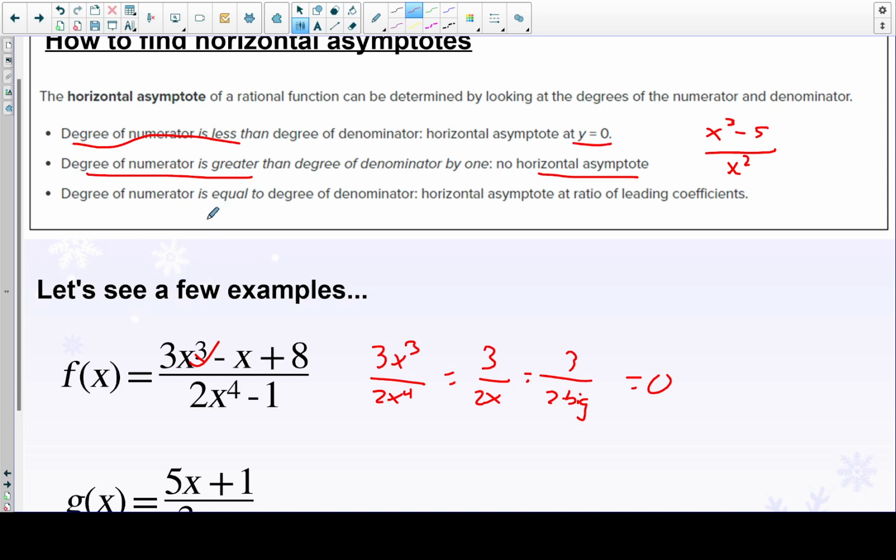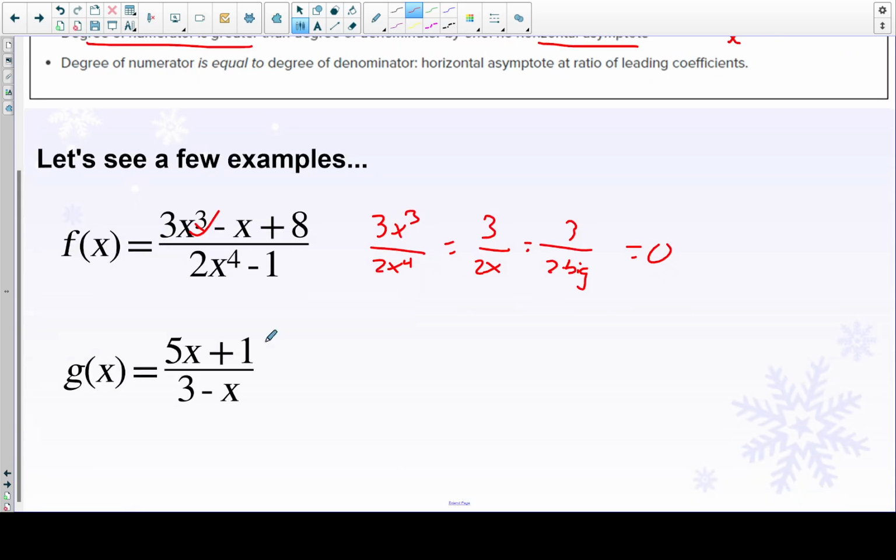Now if they're equal, the horizontal asymptote is at the ratio of the leading coefficients. And that comes out of what we did before. So in this particular situation here, the degree of the numerator and denominator are exactly the same. They both have an x, so they're both the degree of 1. Now, what happens if you try to put a big number in for x? You get 5 times big plus 1 over 3 minus big.